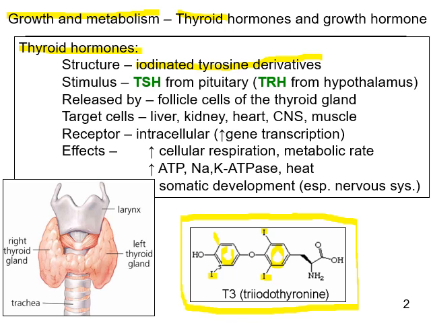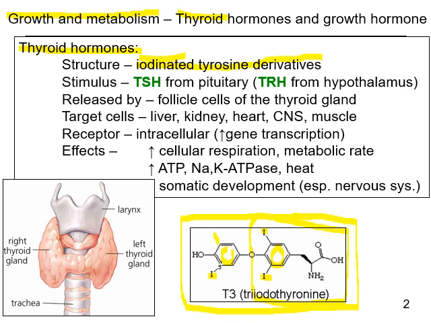You should be able to recognize the source here, that this looks like tyrosine, and that is the source of the T3 and T4 hormones. That's the amino acid that is modified to make T3 and T4. So T3 and T4 are iodinated tyrosine derivatives.